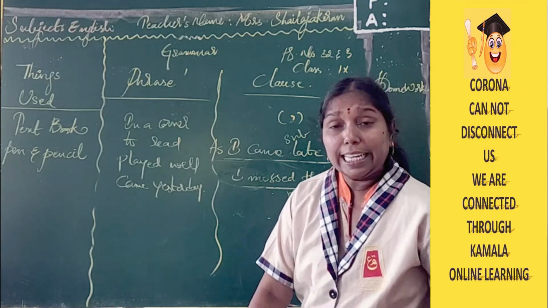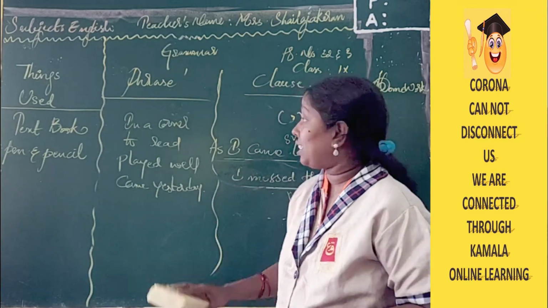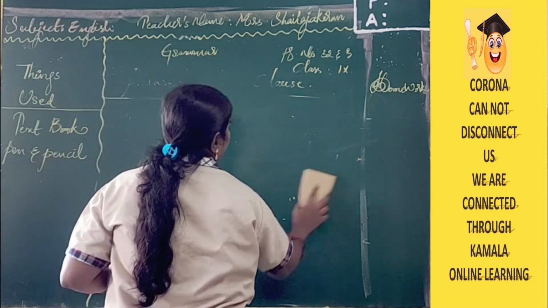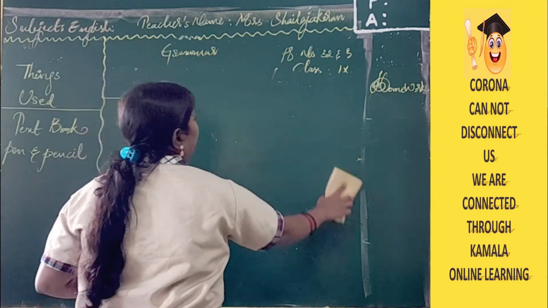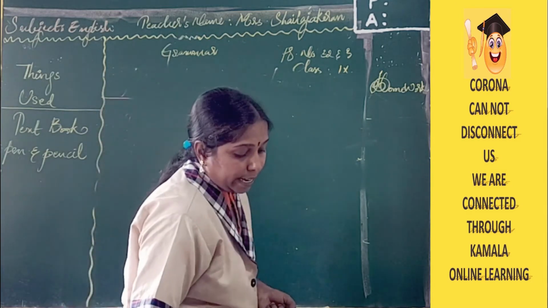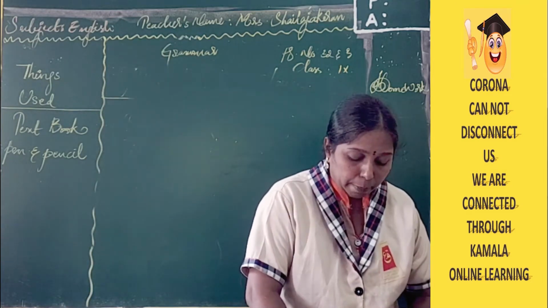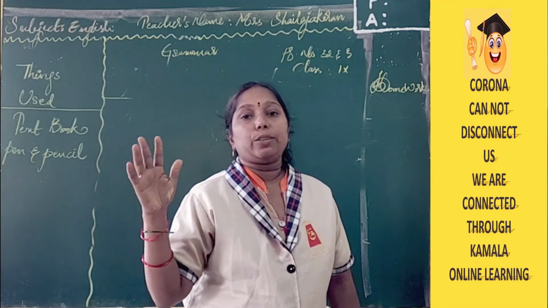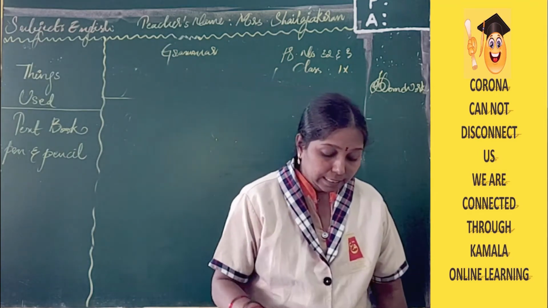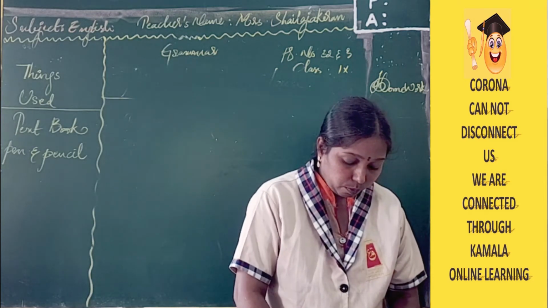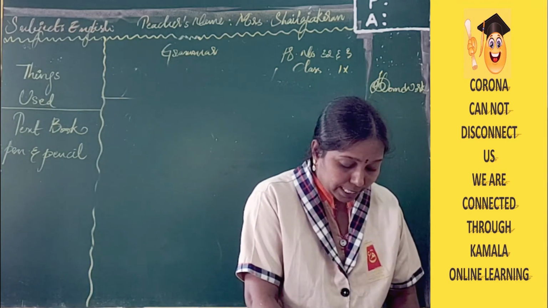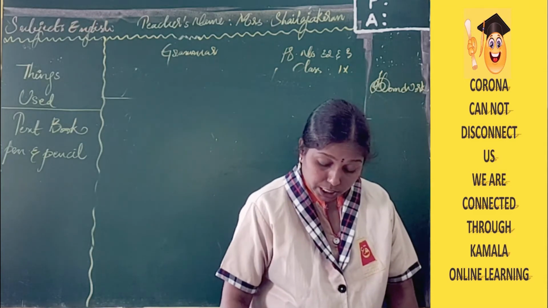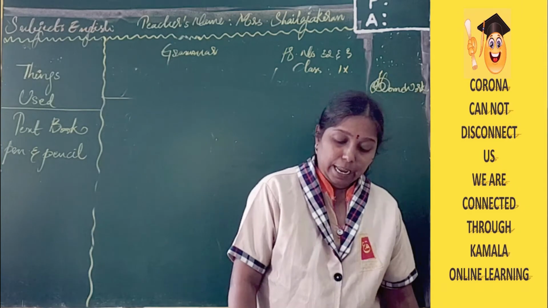Understood? A class gives a complete meaning, whereas a phrase does not give a complete meaning. And also, a subordinate class is always followed by a comma. If there is no main class, there will be no meaning to the subordinate class. Dependent class and independent class. Understood, students?